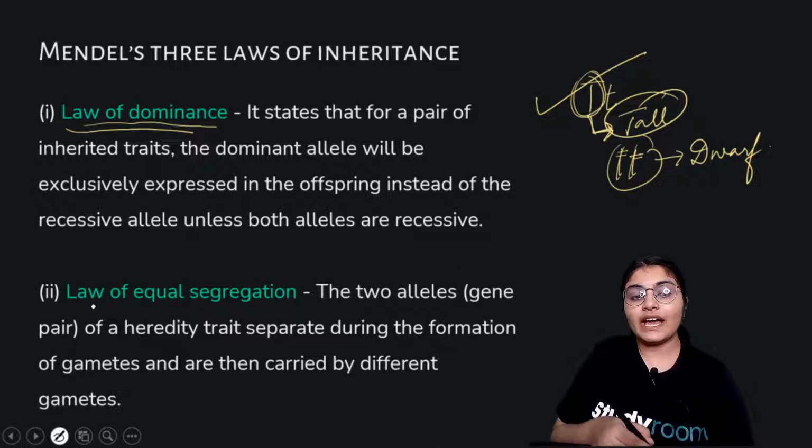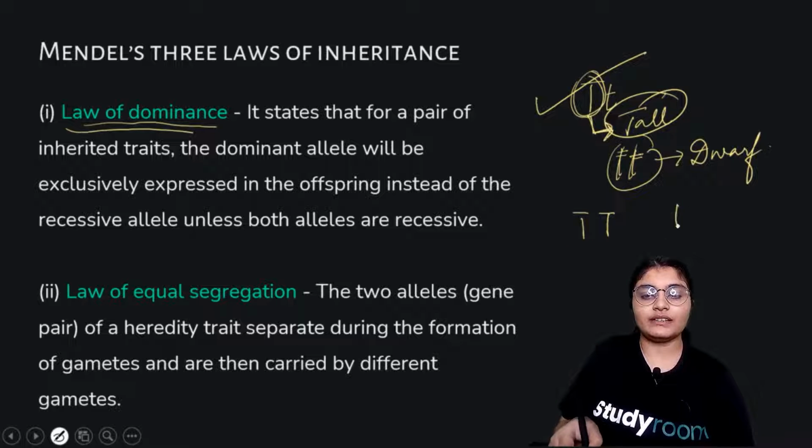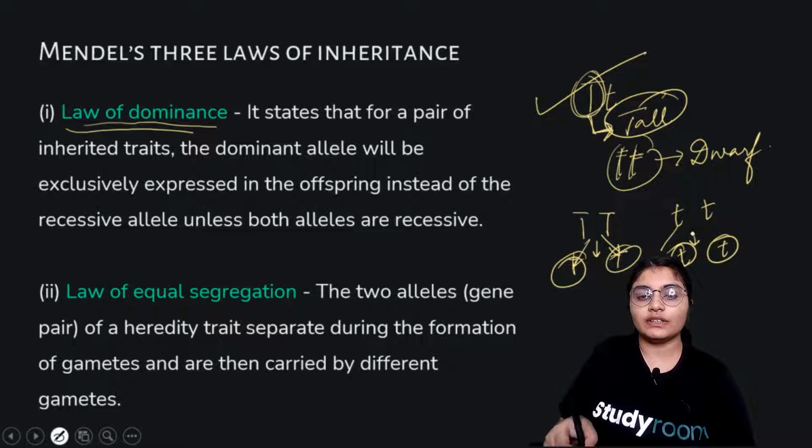The second law that we have is the law of equal segregation. The two alleles or the gene pairs of a hereditary trait separate during the formation of gametes and are then carried by different gametes. As we saw, there was this gene pair, capital T, small t, small t. And when we formed the gametes, we had these two gametes, and then these two gametes, right? So these are the gametes that are forming, and they are forming equally. There is equal segregation going on here. The distribution is equal within the two gametes, right?